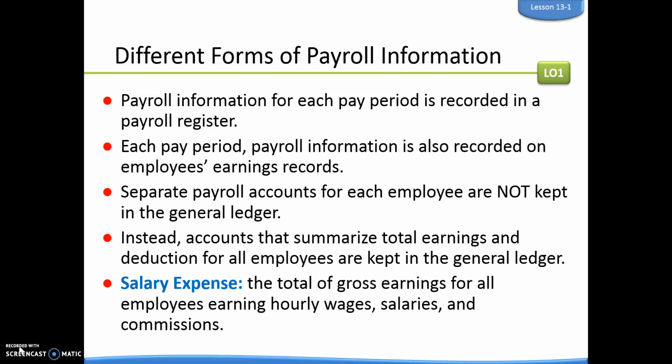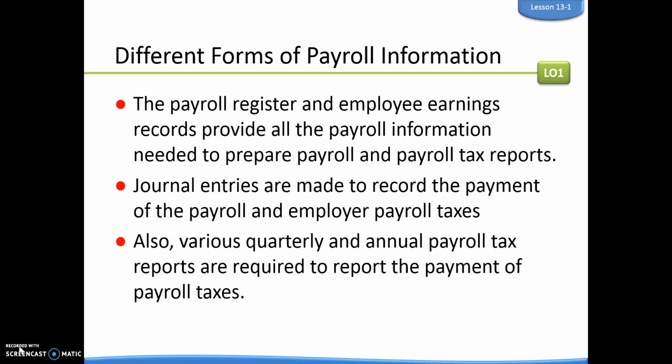We do have a new account though, it's called salary expense. Salary expense is the total of gross earnings for all employee earnings, including our hourly wages, our salaries, and our commission. So the payroll register and the employee earnings records have all the information that we need to prepare our payroll and our payroll tax report. So our journal entries are made to record the payment of the payroll and employee payroll taxes whenever they occur. Also, there are various quarterly and annual payroll tax reports that we're going to have to go through and do as well, because we're required to report the payment of payroll taxes, obviously, to the government.